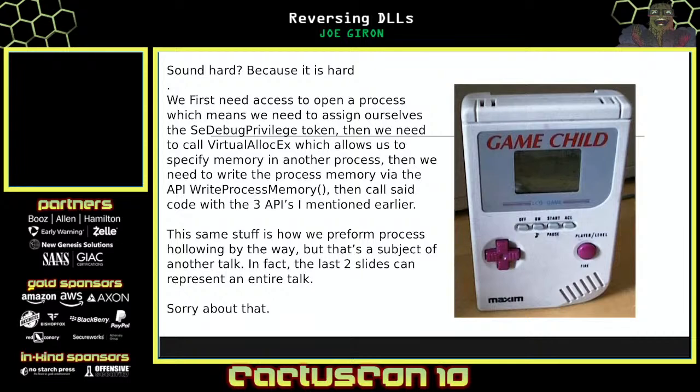For example, first you would assign yourself a privilege token, because you can't normally write into another program's address space, so you need the debug privilege. Then you need to call this function, then this one, then this one, then this one, and then it works. I could make an entire talk on that subject, but I don't want to.